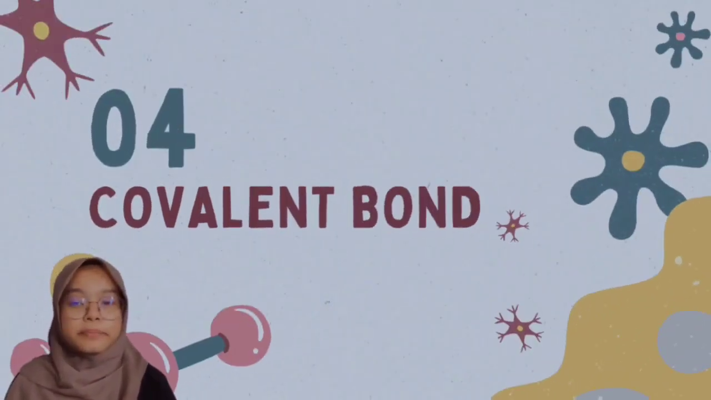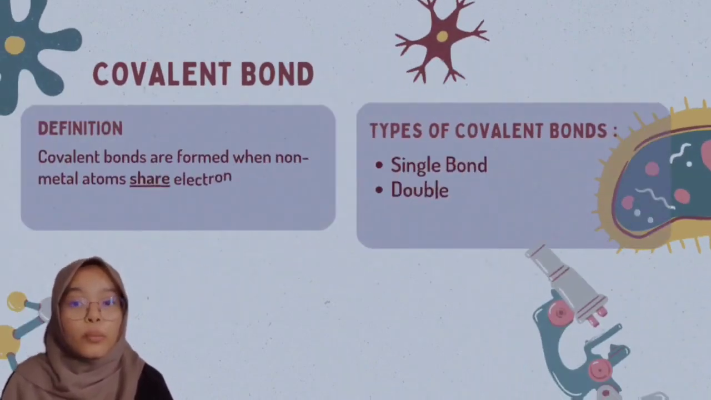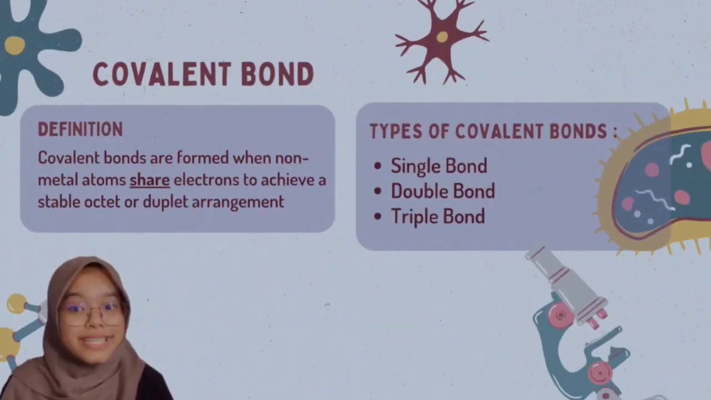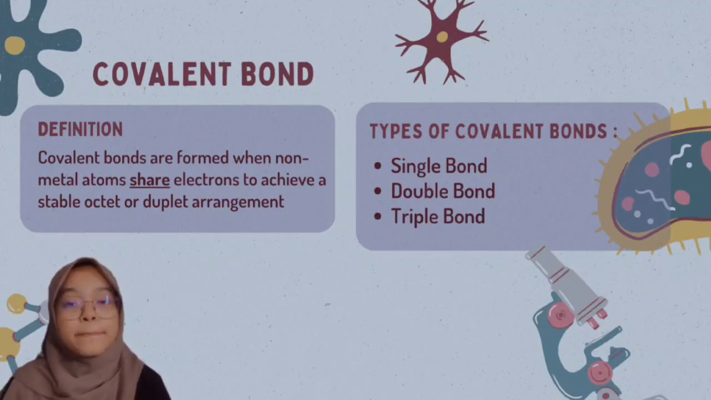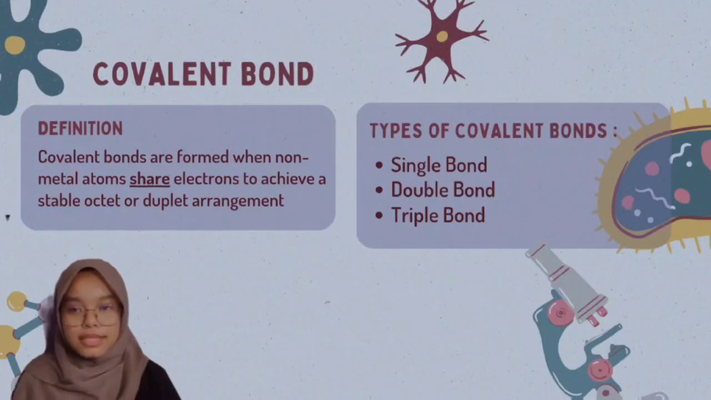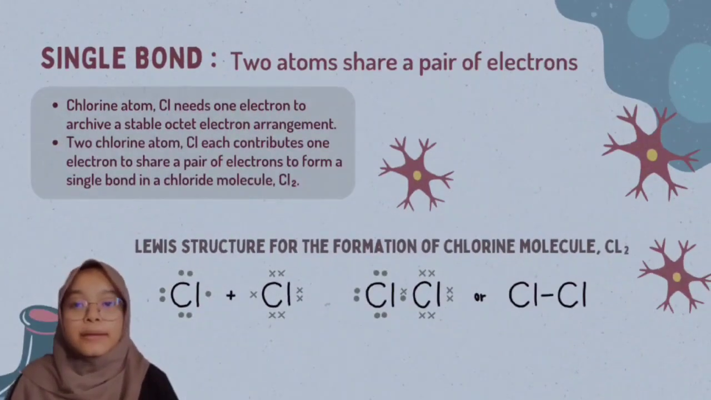Next, covalent bond. Definition. Covalent bonds are formed when non-metal atoms share electron to achieve a stable octet or duplet arrangement. There are three types of covalent bond, which is single bond, double bond, and triple bond. Single bond. Single bond means two atoms share a pair of electrons.